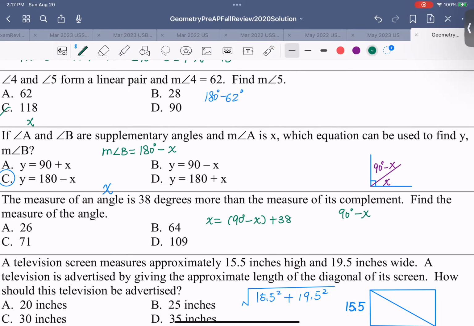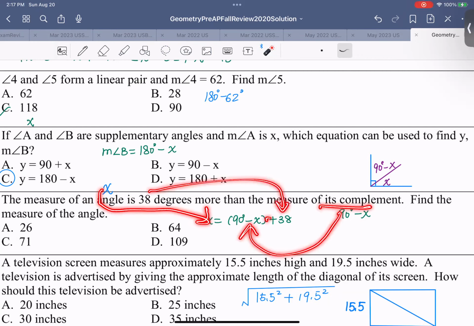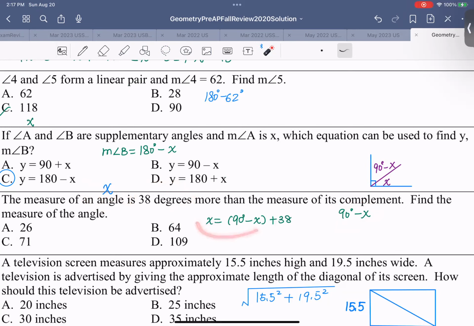Boys and girls, if you always feel like a words problem gives you a headache, this is the time to help you build up your words skills. You do the translation. That guy is this guy. Complementary is this one. 38 more is plus. Now let's go ahead. Solve your x. You can do it.